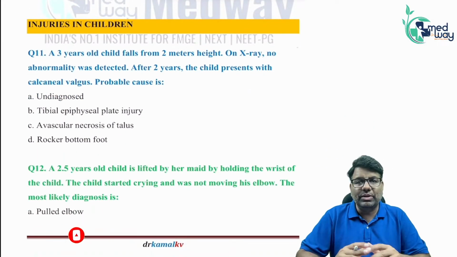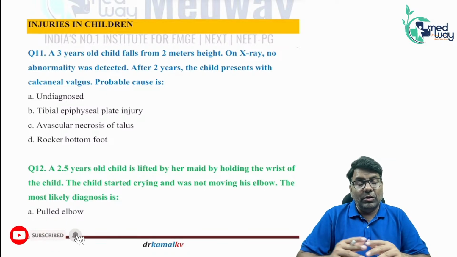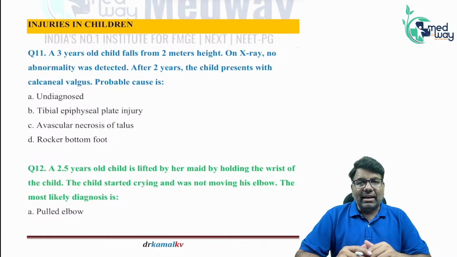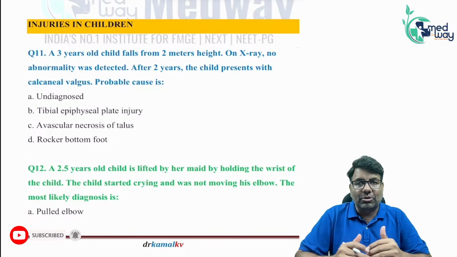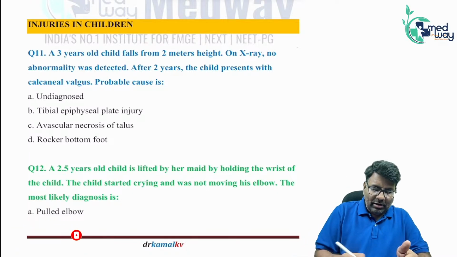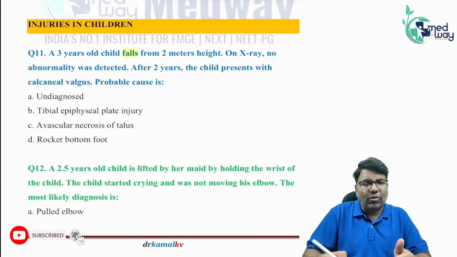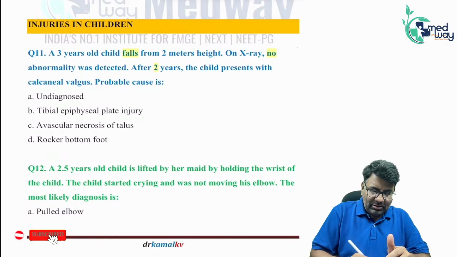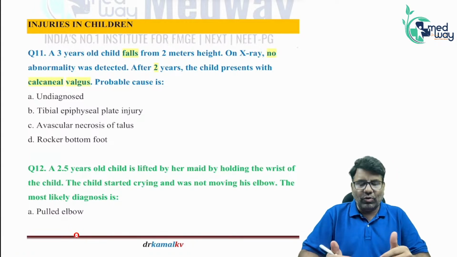Now moving forward to injuries in children. Now this is a very important segment because we know that there is a growth plate in the bone in children, and at times it can get injured, and that might lead to complications, especially related to limb length. So here there is a case about a 3-year-old child who has a history of fall from height, and when X-ray was done, there was no bony abnormality. But after 2 years, the child presented with a calcaneovalgus deformity. So what could be the cause?